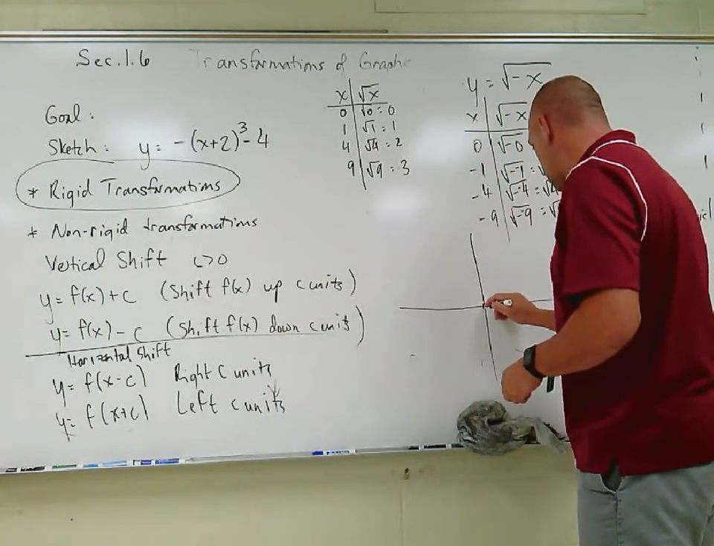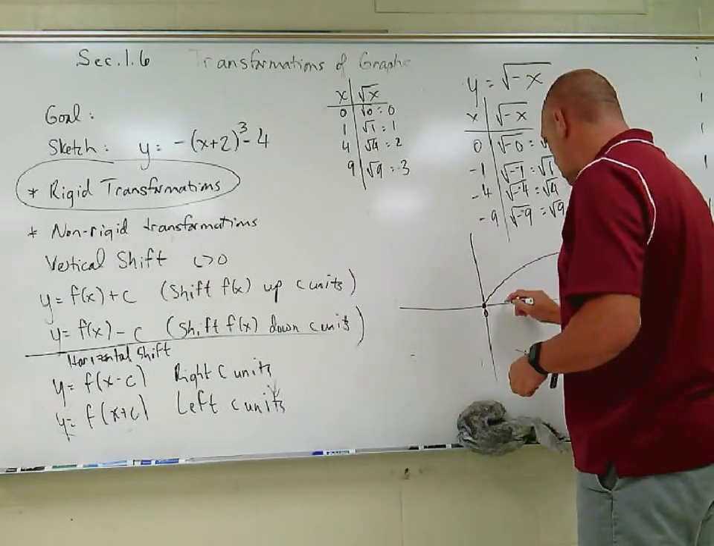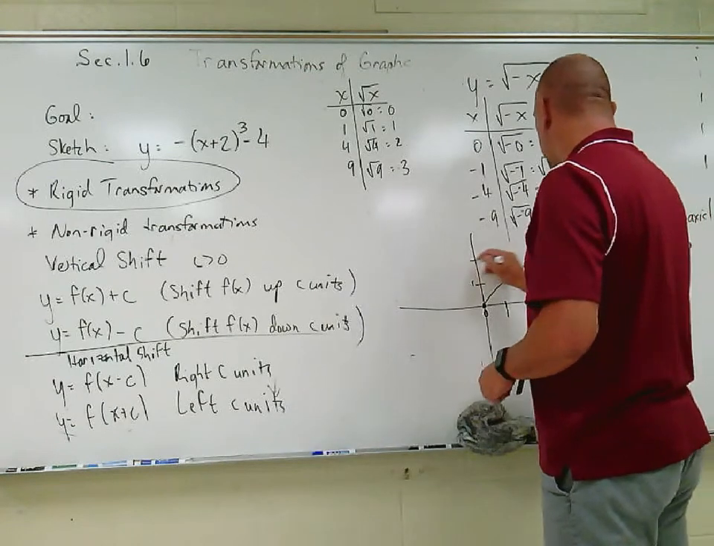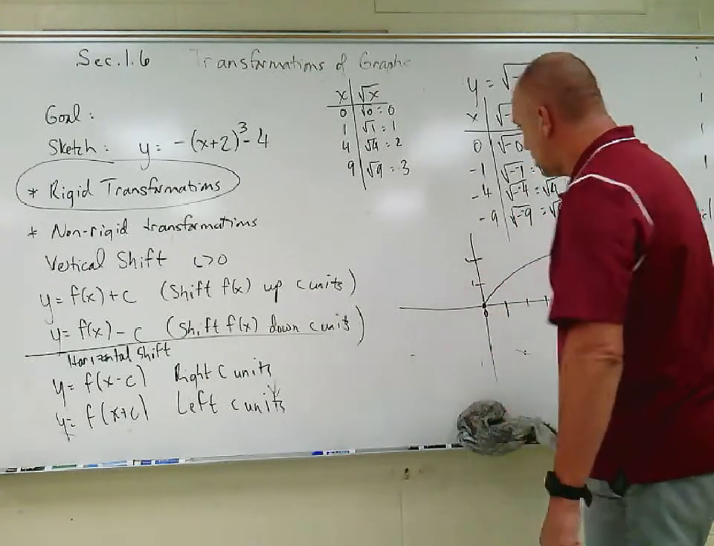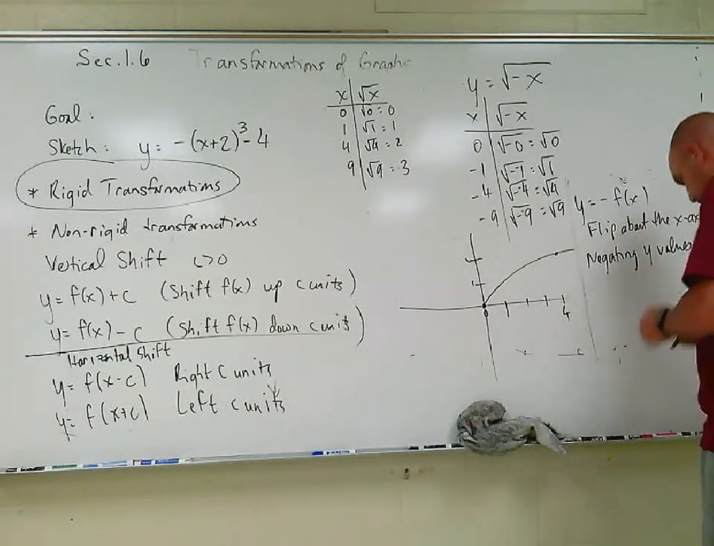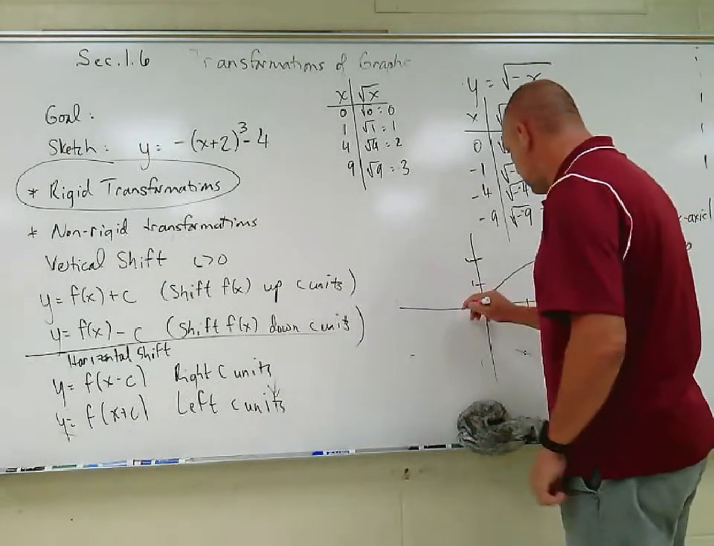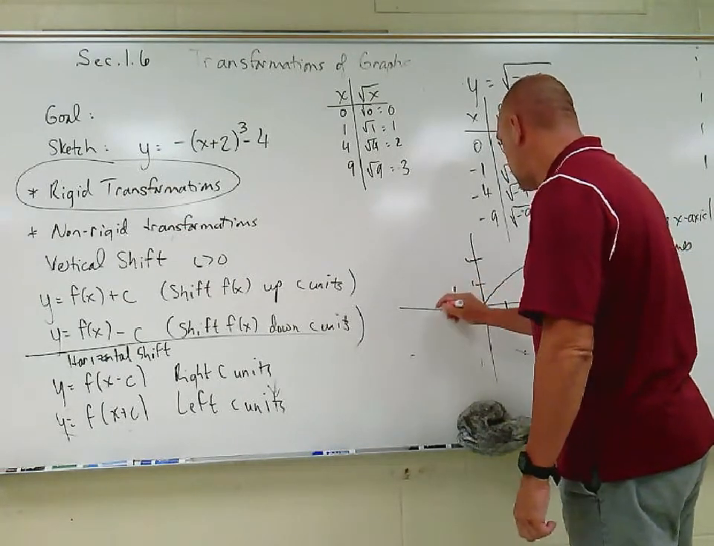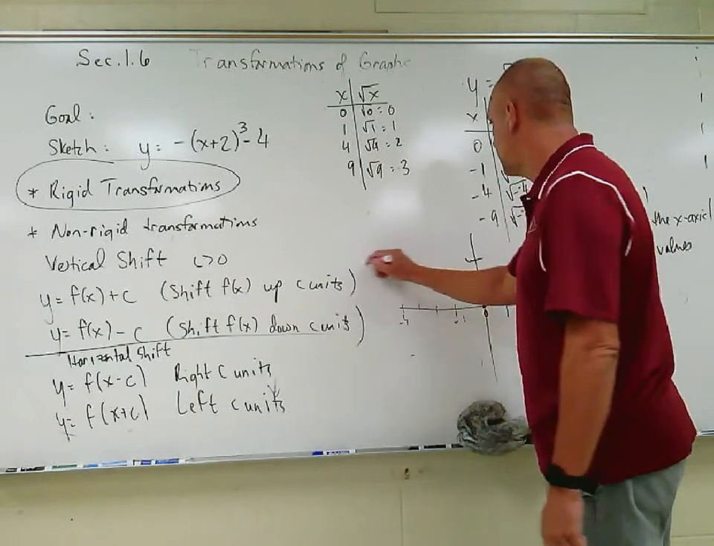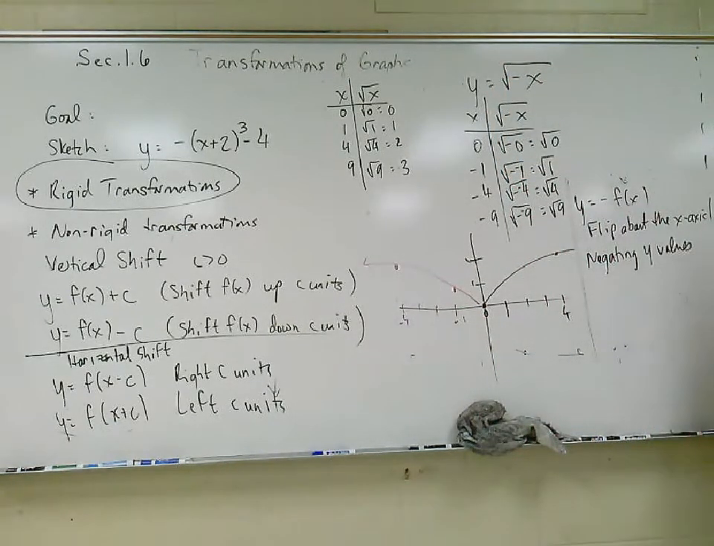Here's the original picture. It goes like this: 0, 0, 1, 1. I'm just going to do 4, 2, and stop. So now if I pick these 0, 0's here, negative 1, 1, negative 4, 2, there's the picture. So how does it flip, or how does it reflect? About the y-axis, right?